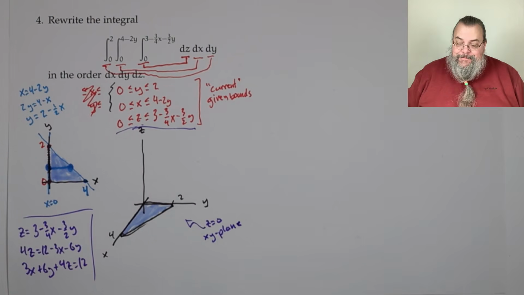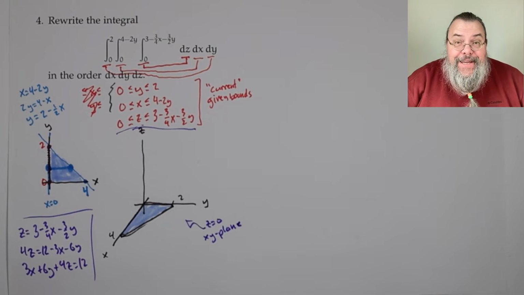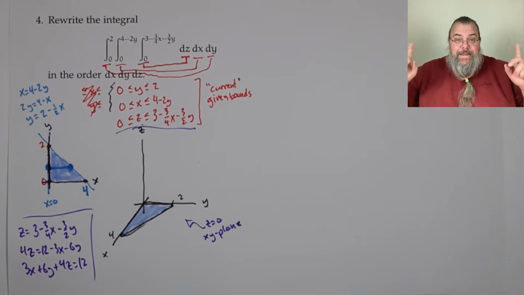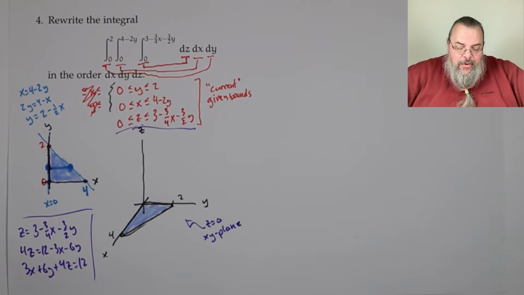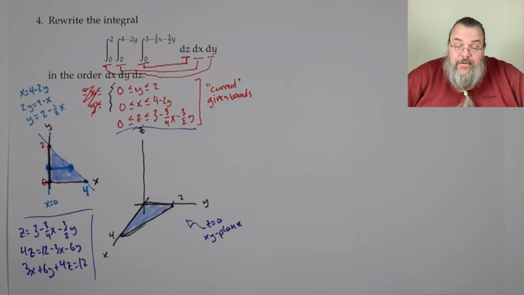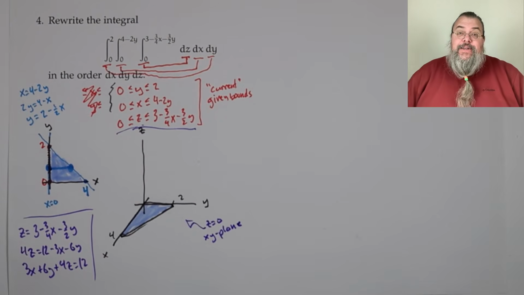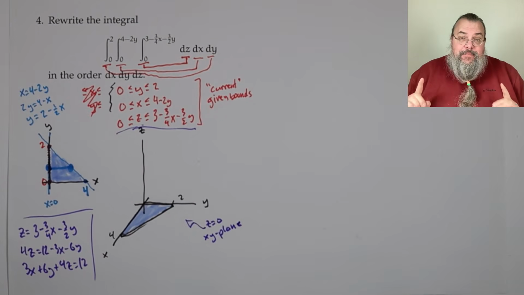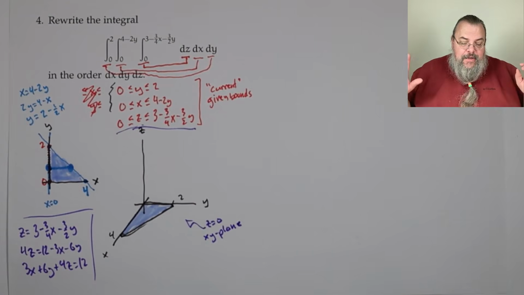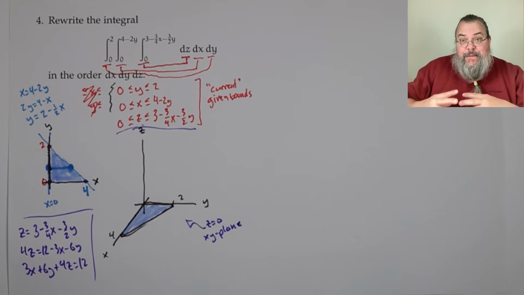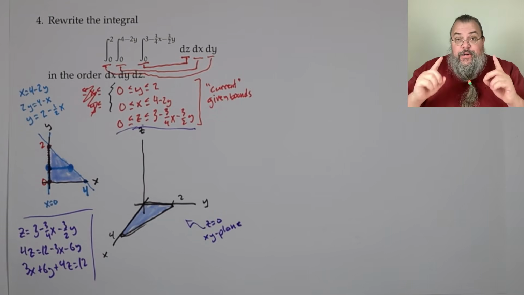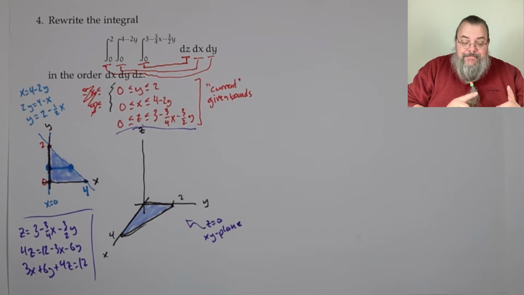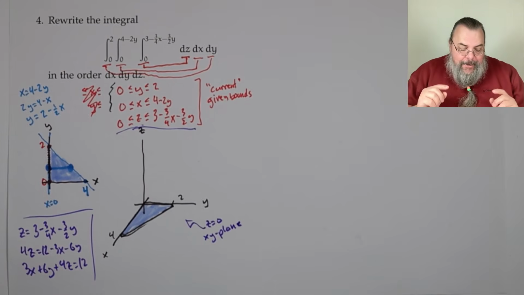It's a plane. It's a plane. Now, how do you draw planes? Well, the good news is we don't have to draw very much. In fact, here's probably the best way to draw planes that I know of, especially if we have to rewrite the integral type problem. Where do you hit the axes?